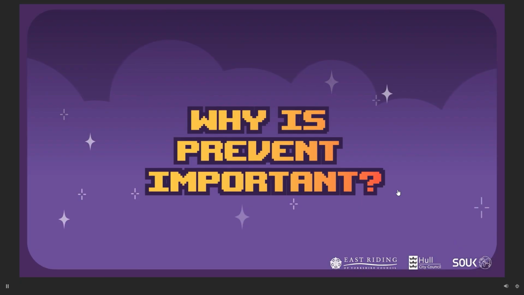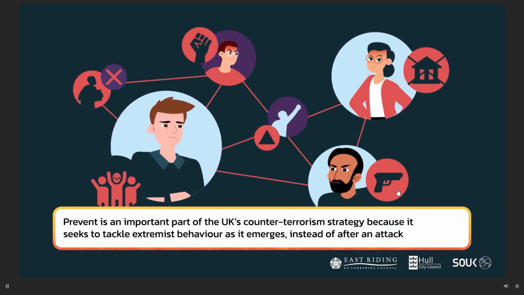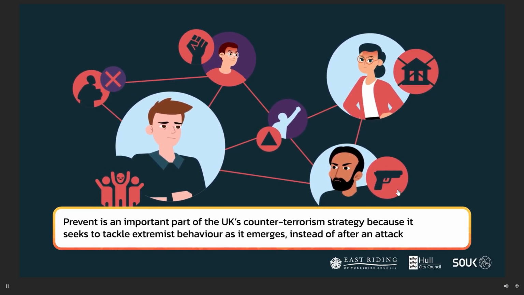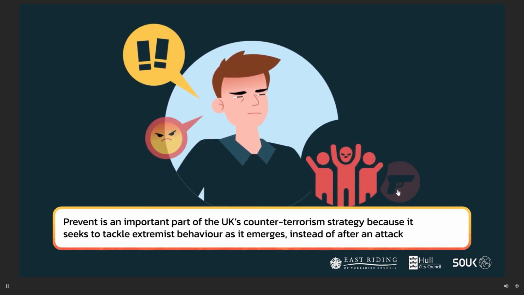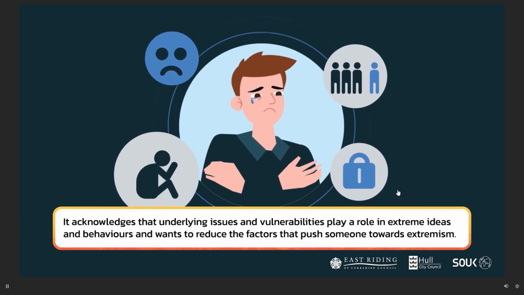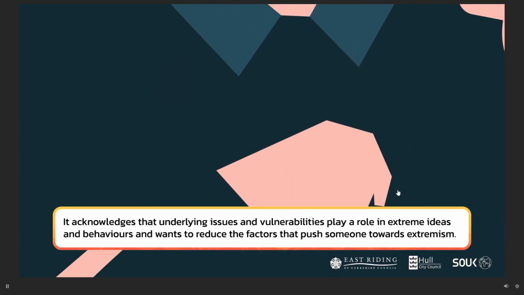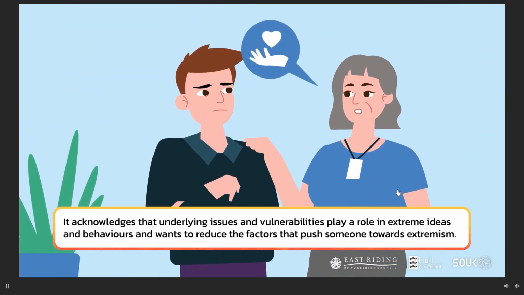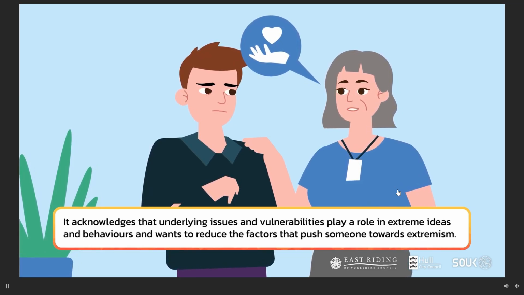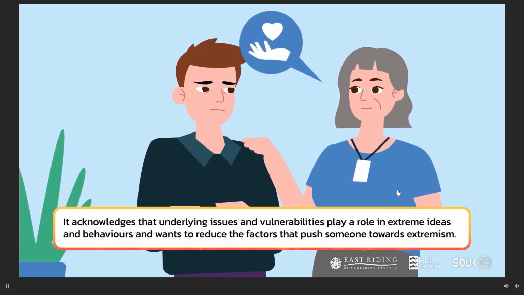Why is Prevent important? Prevent is an important part of the UK's counter-terrorism strategy because it seeks to tackle extremist behaviour as it emerges instead of after an attack. It acknowledges that underlying issues and vulnerabilities play a role in extreme ideas and behaviours, and wants to reduce the effects that push someone into extremism. It's important because Prevent doesn't seek to punish people who have fallen victim to radicalisation. It aims to reduce the risk of violence and enable vulnerable people to live a life without hate or violence.